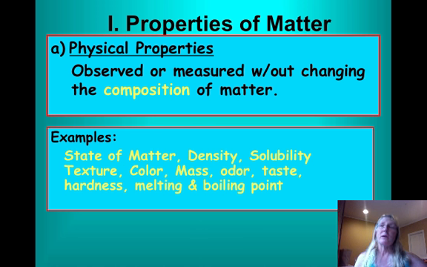Solubility has to do with the ability of a substance to be dissolved in a specific solvent, the thing that is doing the dissolving. Texture is how it feels. The color is fairly self-obvious. The mass is a physical property, as well as odor and taste. Minerals can be rated based upon the hardness scale, and pure substances have very specific melting and boiling points.